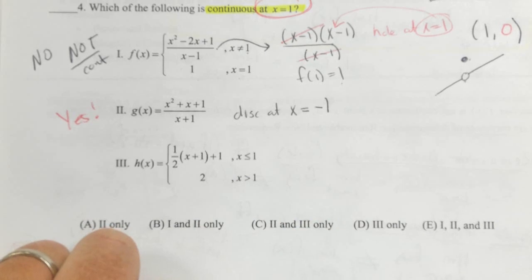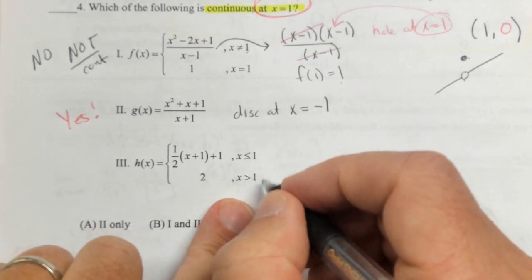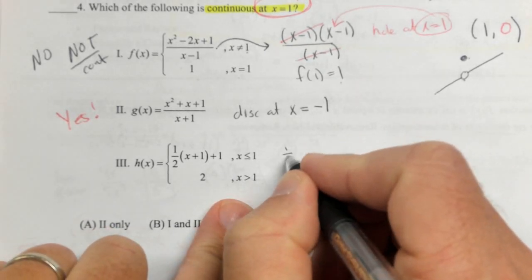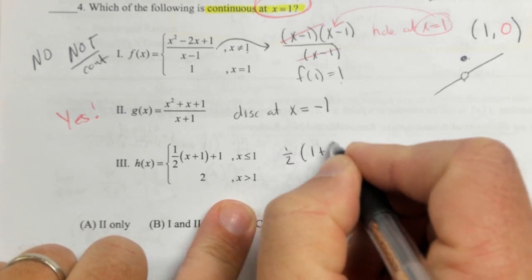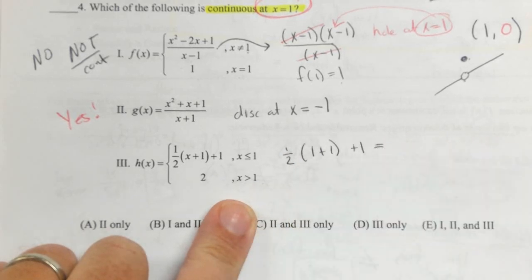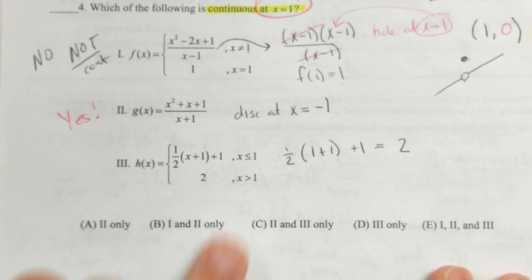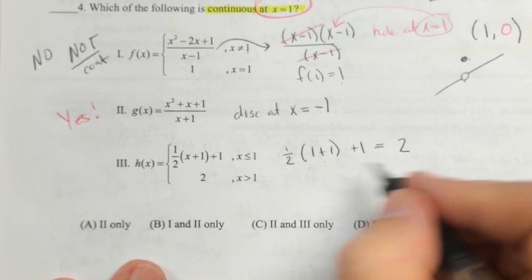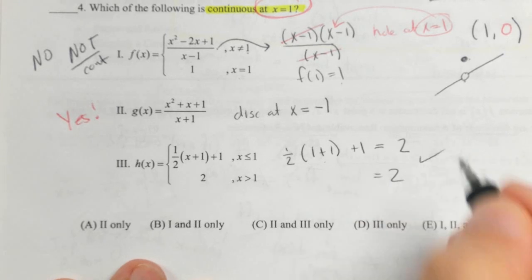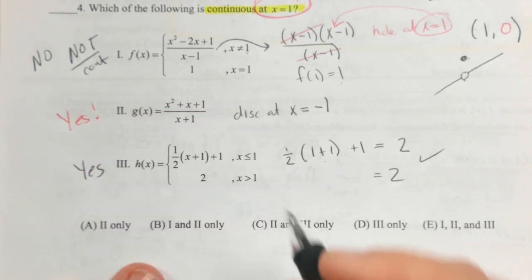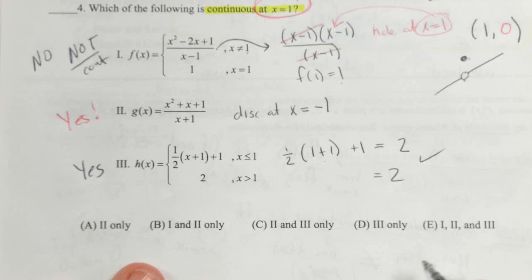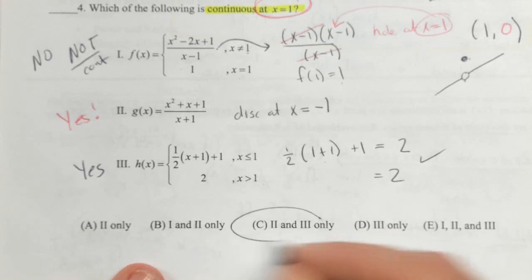All right, Roman numeral 3, that's kind of the more normal one. The left limit equals the right limit. So let's plug in 1 and see what happens. Half of 2 is 1. 1 plus 1 is 2. On the other side, it's just 2. So that one checks out. That one is continuous at x equals 1. So 2 and 3.